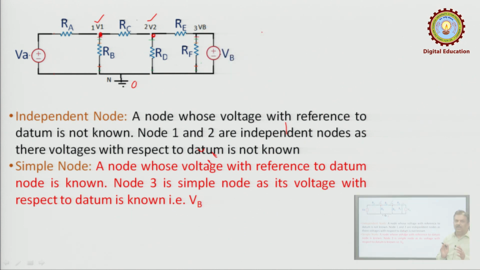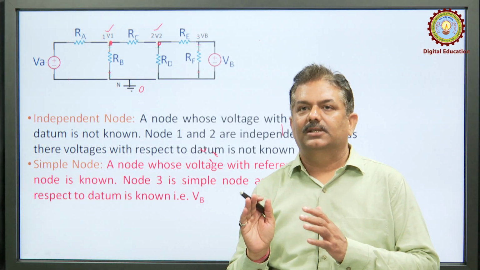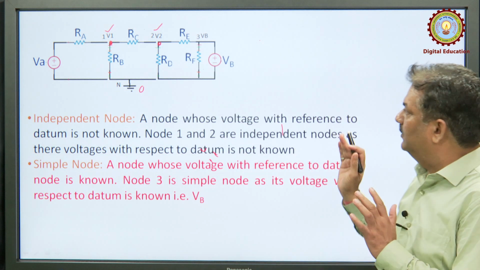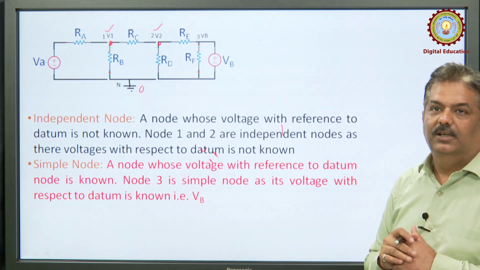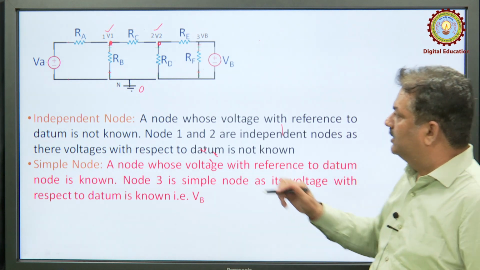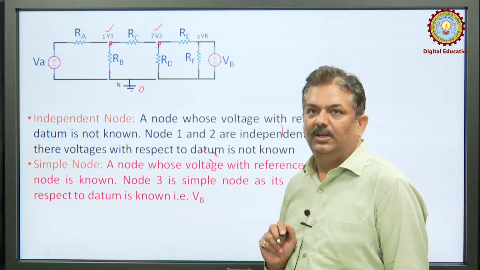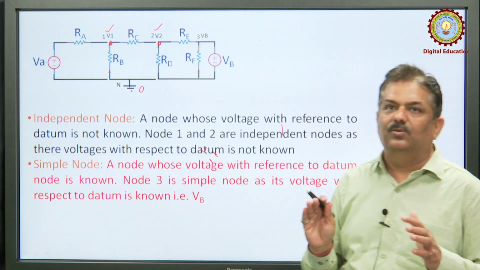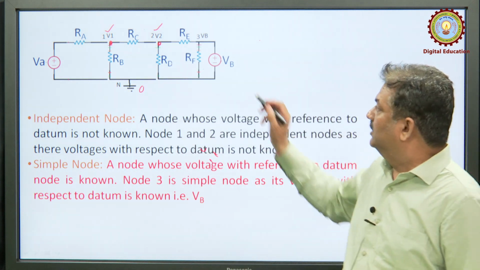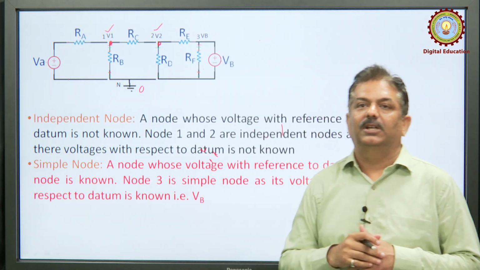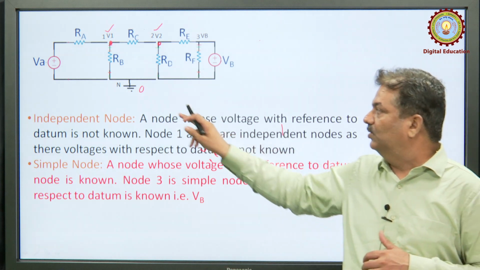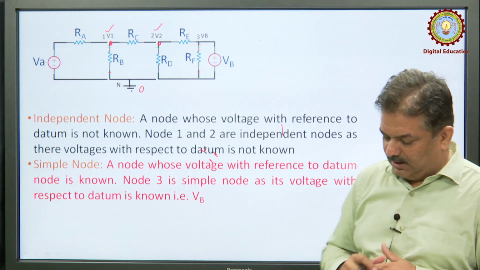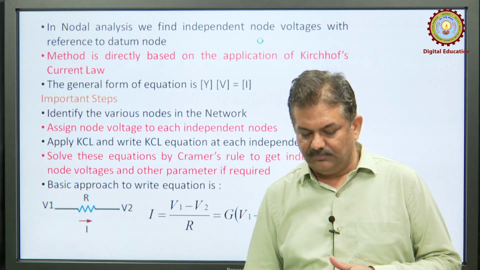So, datum node, independent node and simple nodes are the different types of nodes. Our focus will be on these in nodal analysis. The datum node is the node whose voltage is assumed to be 0. Independent nodes are the nodes whose voltage with reference to datum is not known. Simple nodes are the nodes whose voltage with reference to datum is known. These are the different types of nodes.